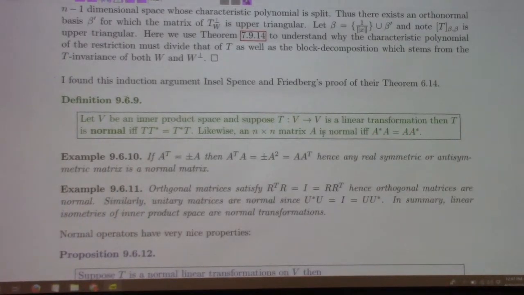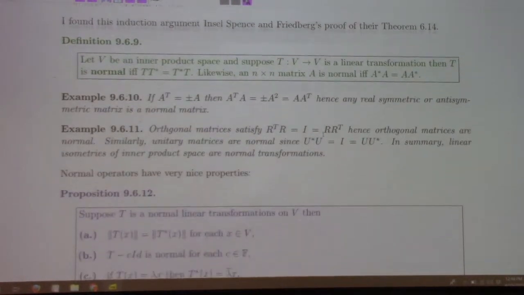So what are some examples of normal matrices? Well, symmetric or anti-symmetric matrices have A transpose A equal to plus or minus A squared, which of course is equal to A times A transpose. So any symmetric or anti-symmetric matrix is normal. Orthogonal matrices are also normal because of this calculation right here. Unitary matrices are normal. So we have lots of interesting matrices we've already studied that are normal matrices.